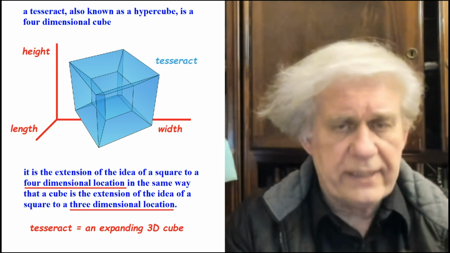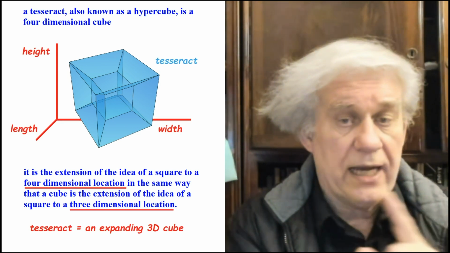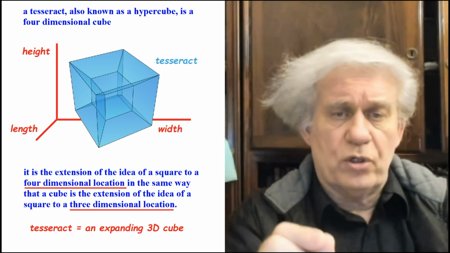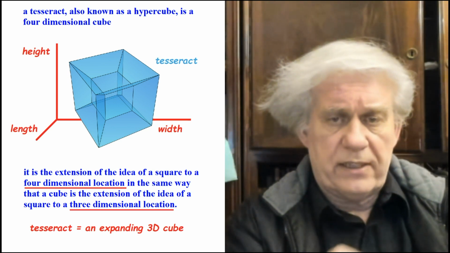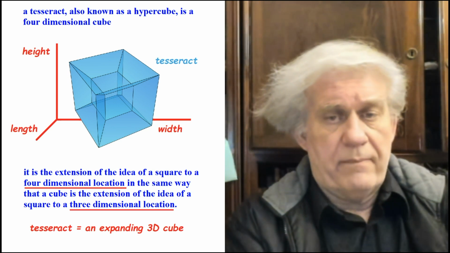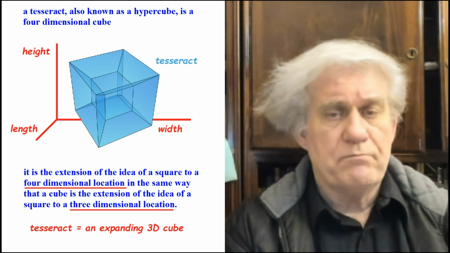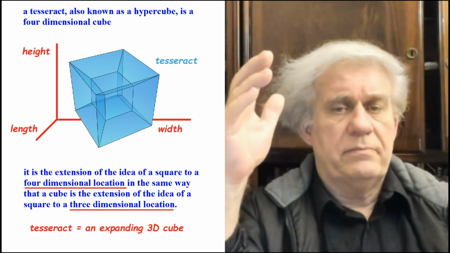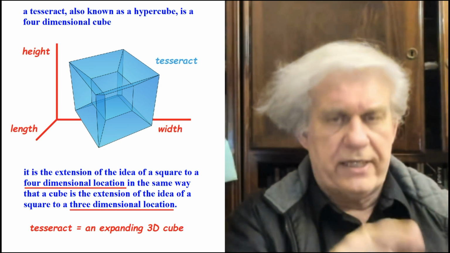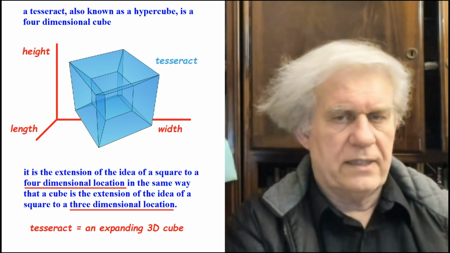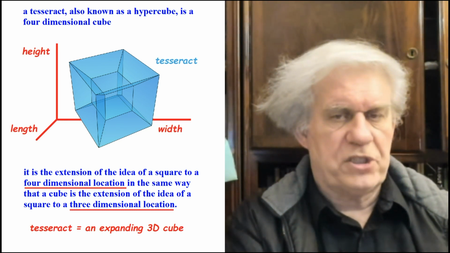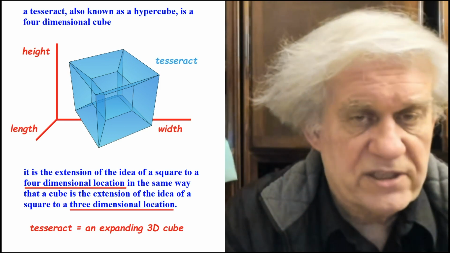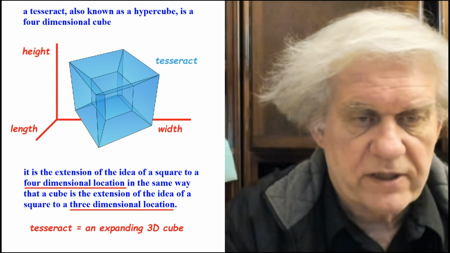A tesseract is an expanding 3D cube. That's why time is involved. See those vortex lines there that unite the corners of each one of those cubes, the one on the inside, the one on the outside? That's time, okay? That's motion in the sense of expansion of that little cube to the big cube. That's what is represented there. So tesseract is a concept that says a cube is expanding. That's what the word tesseract stands for: expansion of a cube.